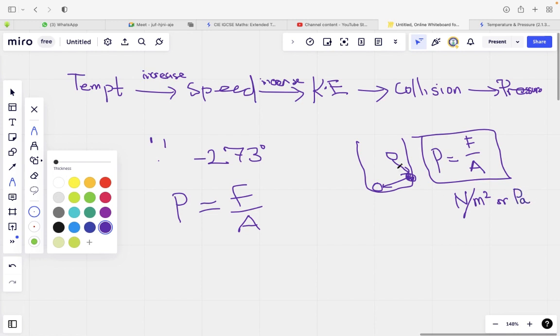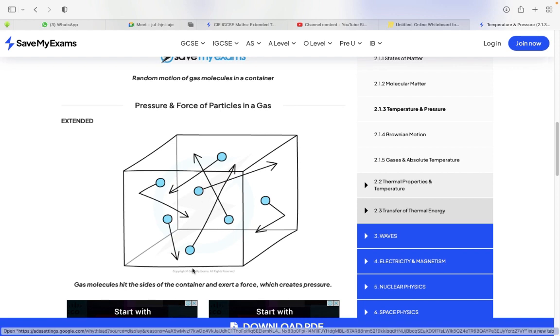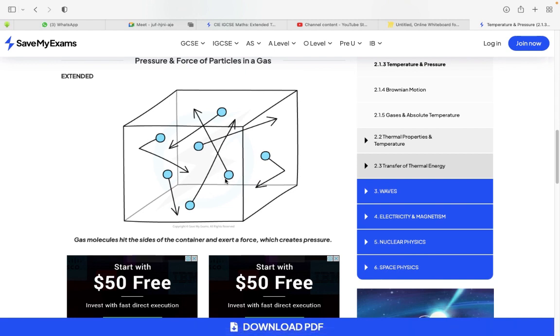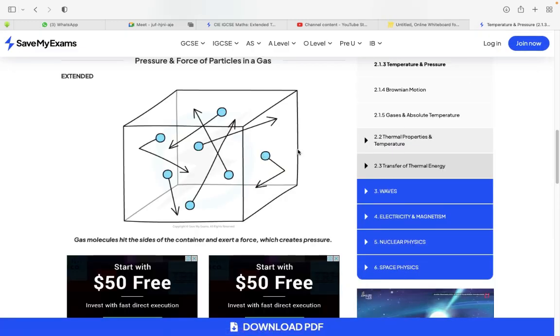Named after the scientist that invented this. Is that okay? Pascal. So this is what is happening. When you heat this whole thing, these molecules gain more kinetic energy, their speed increases, and the rate of collision will increase. The more heat per unit area on the surface will result in greater pressure, because the more molecules hit per unit area, the greater the pressure of the gas.